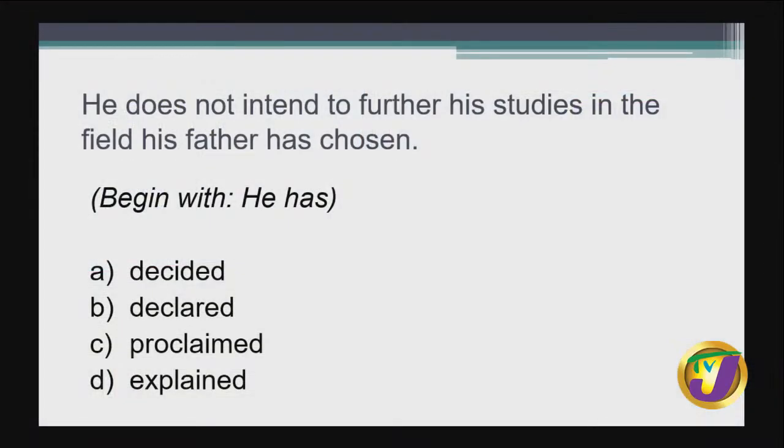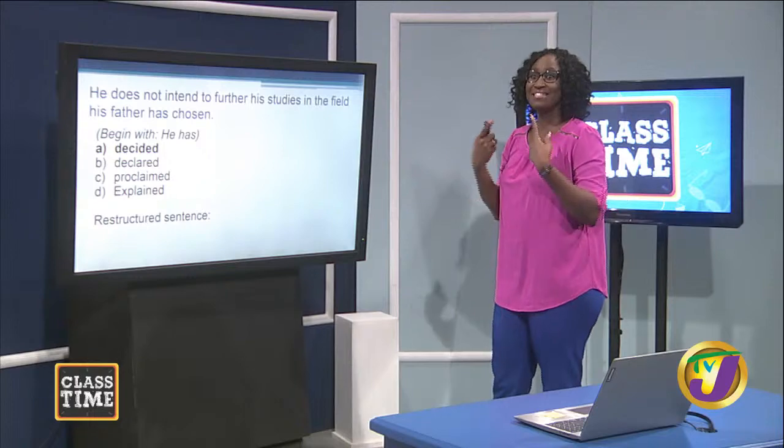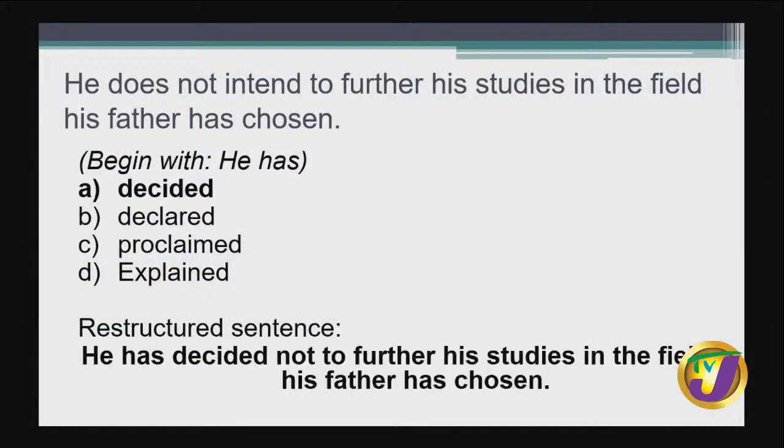So you had the choices decided, declared, proclaimed, explained. Decided. He has decided. And then we finish the sentence. So here's the new sentence. He has decided not to further his studies in the field his father has chosen. We understand how we came to that conclusion?